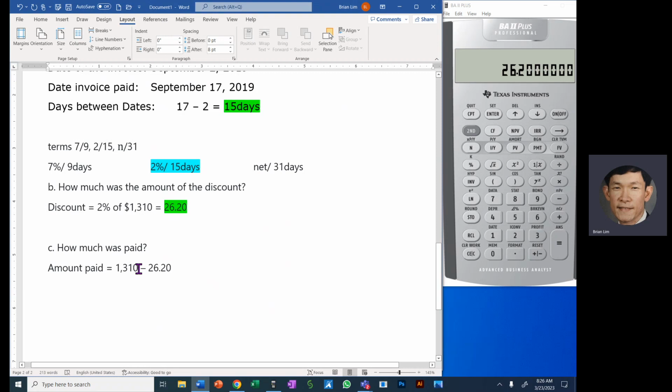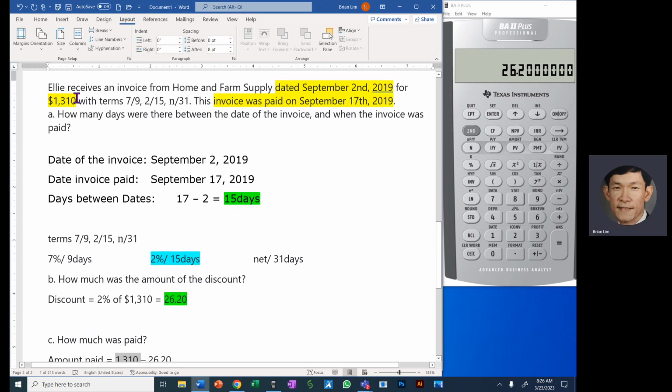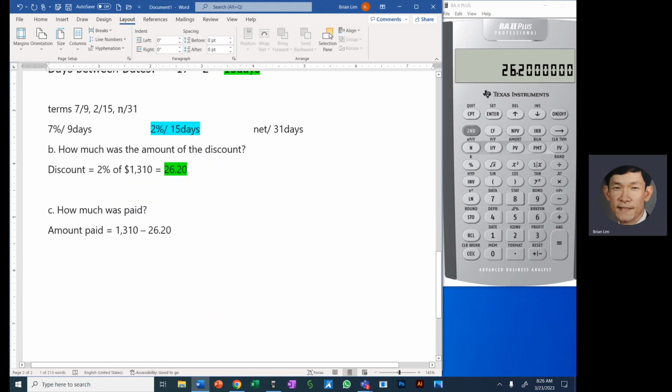This amount right here is the amount of the invoice, correct? The amount on the invoice was right up here, $1,310. And the discount, as was computed, because it was paid within 15 days, it was eligible for a 2% discount, which amounted to $26.20. And if we subtract those two numbers, we will get the answer.